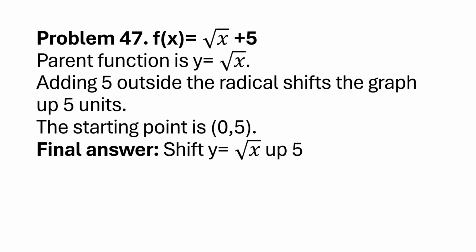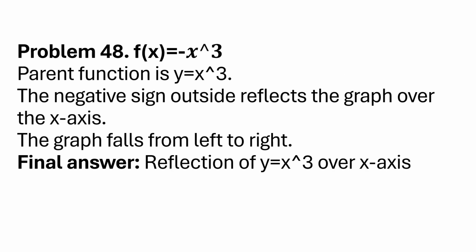The starting point moves from 0, 0 to 0, 5. We are asked to graph -x cubed. The negative sign reflects the graph of x cubed across the x-axis. Instead of rising from left to right, the graph now falls from left to right.